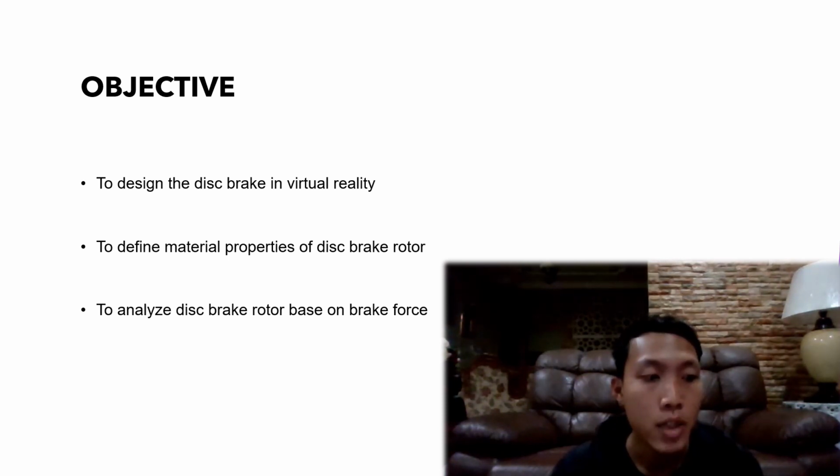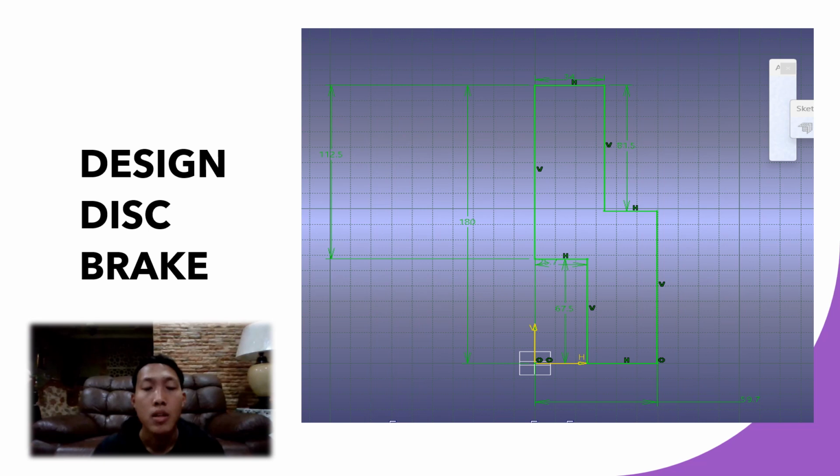This brake has a metal disc or rotor instead of a drum. By using CATIA V5 software, we have designed and drawn the required disc brake for this lab.